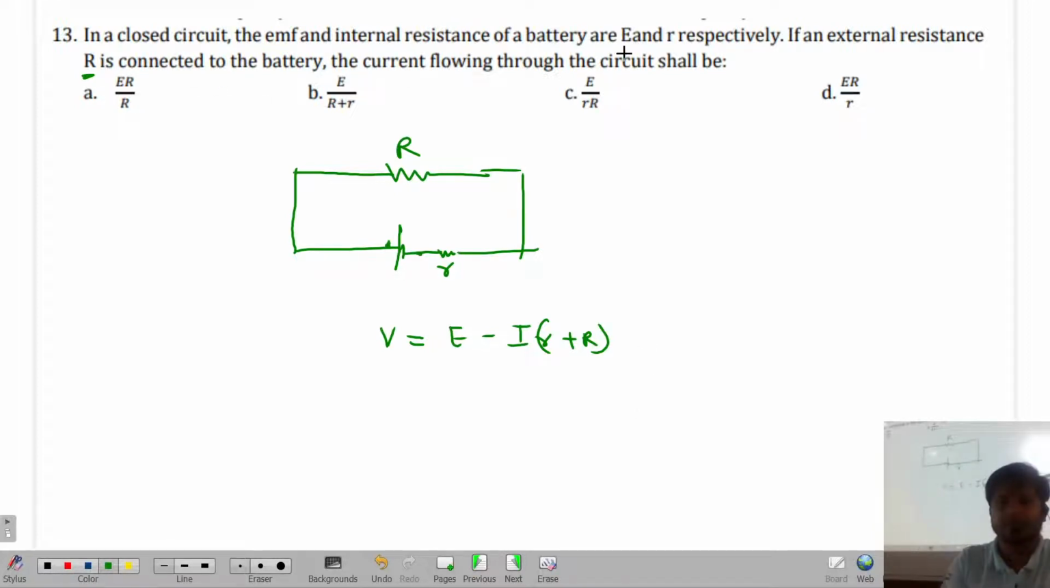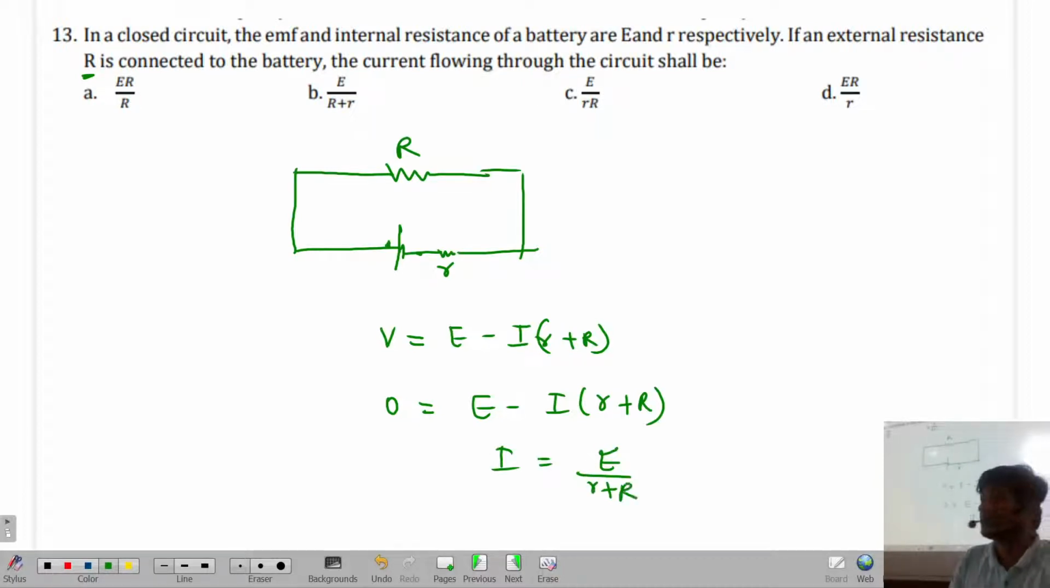If the EMF E and all these things are mentioned, how much current will flow through the circuit? Within this whole potential difference, can I consider V to be equal to 0? Inside the battery, V should be equal to 0. So V is 0, E minus I into (r plus R). Therefore, total current is E by (r plus R). Got it or not?